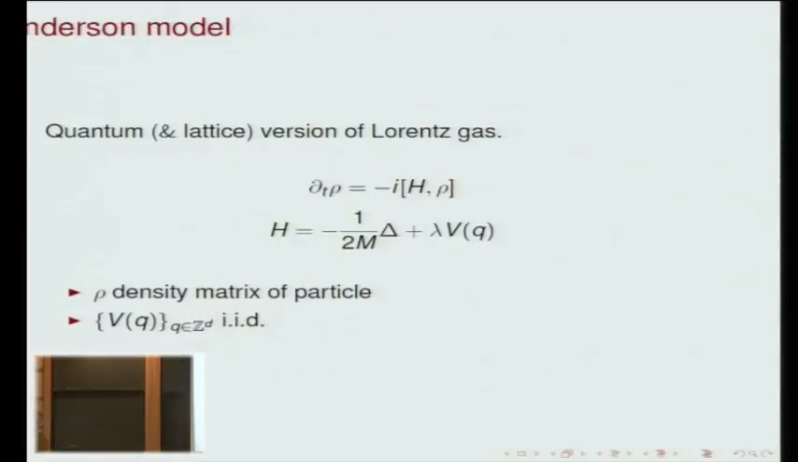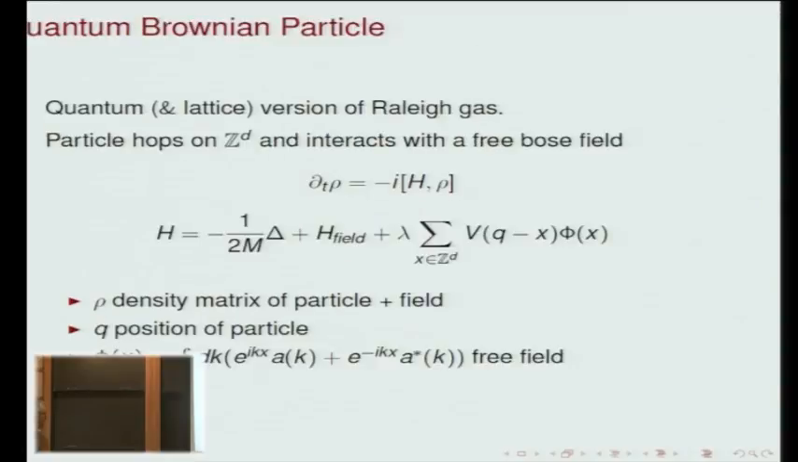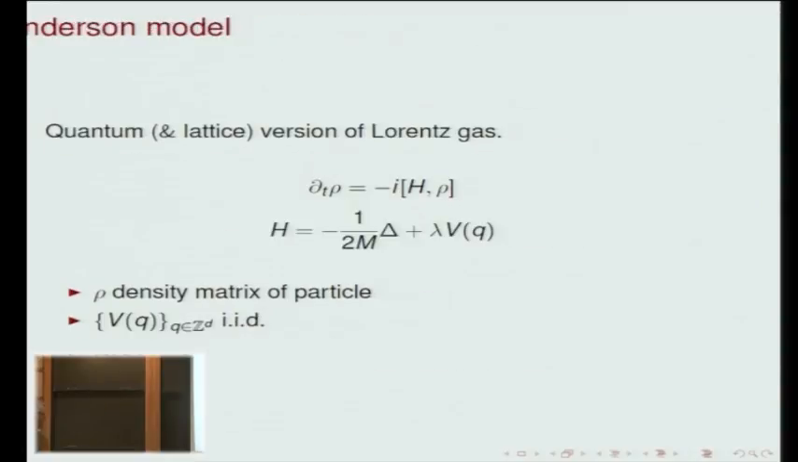The Lorentz gas version of this is the Anderson model, the regular one, which everybody knows. You replace this coupling by just a random potential. And the equation of motion for the density matrix is the usual Schrödinger equation.